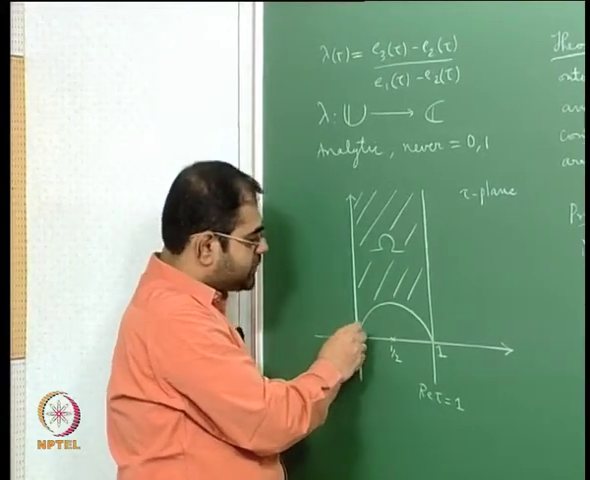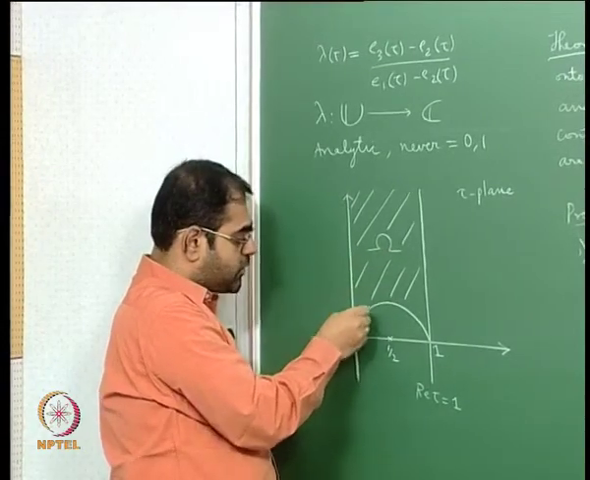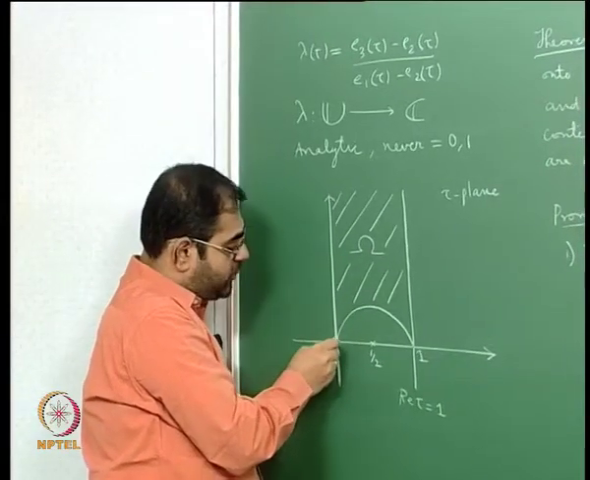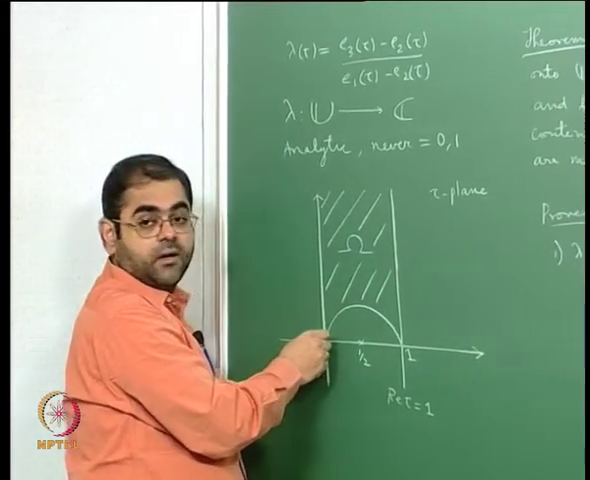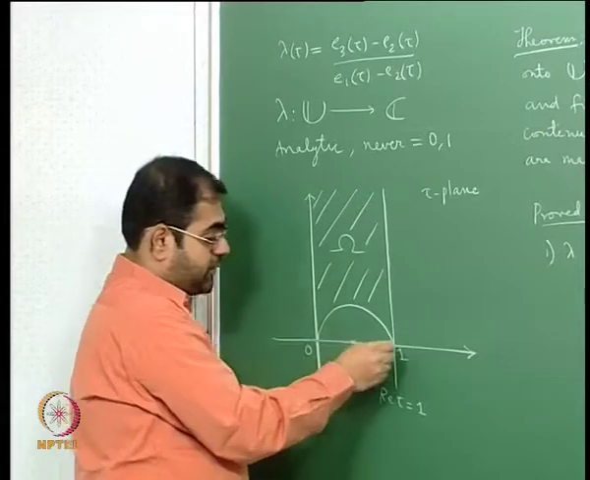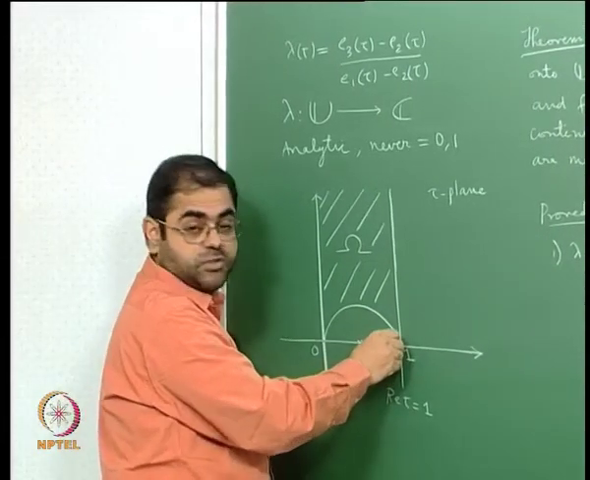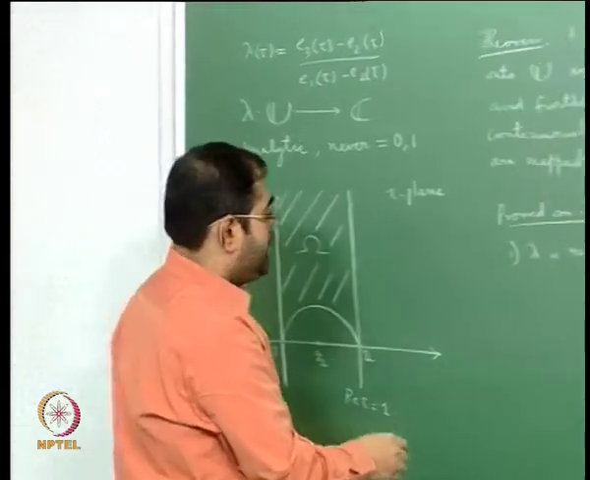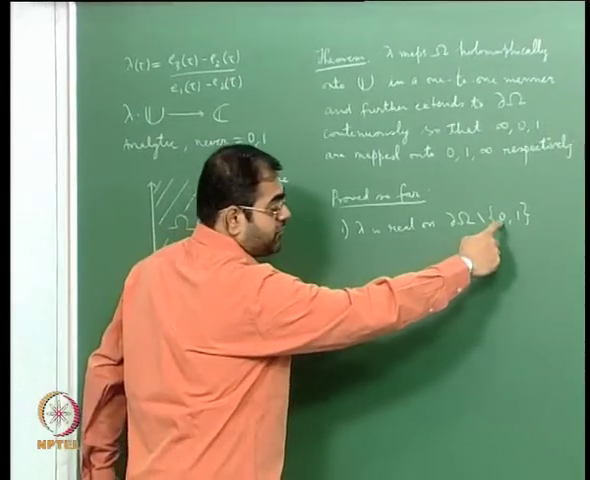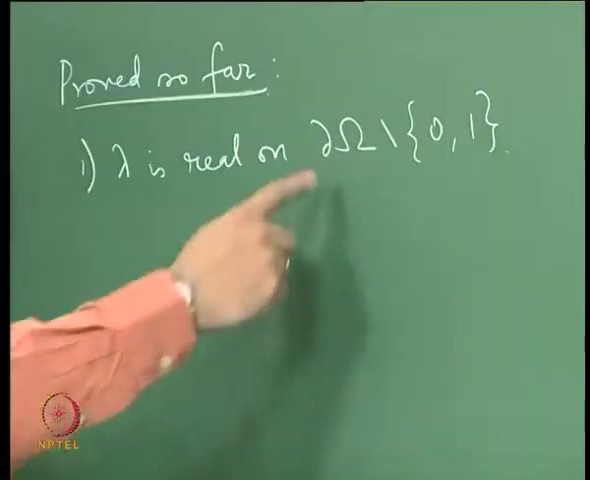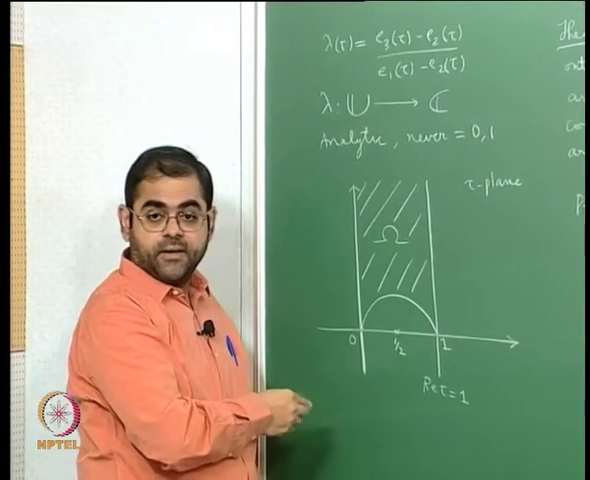So I will have to essentially show that if tau is inside omega and also on the boundary of omega, and suppose tau tends to 0, I will have to show that lambda of tau goes to 1, and if tau tends to 1, then I will have to show that lambda of tau goes to infinity, okay. So but on the other hand, you see if you do not worry about these 2 points, on the rest of the boundary, okay, lambda is certainly real, okay.